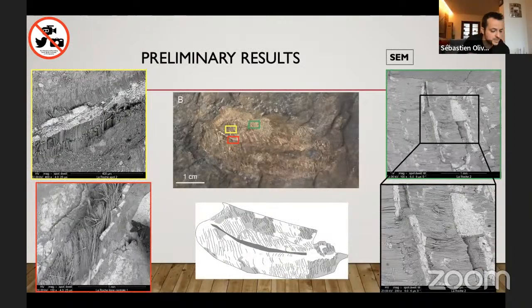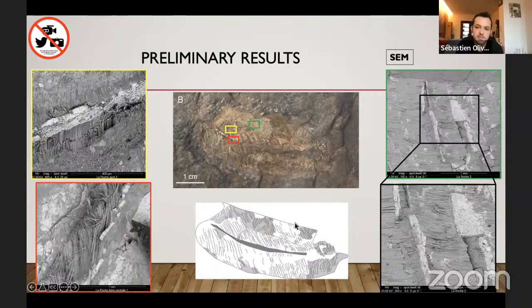So, preliminary results. Here are SEM images of several areas of the branchial basket. Colors around the images correspond to the different close-ups, yellow for yellow, etc. You can observe here the very delicate preservation of the branchial fibers. The latter are enclosed in gill pouches that are partially preserved. You can see one here.